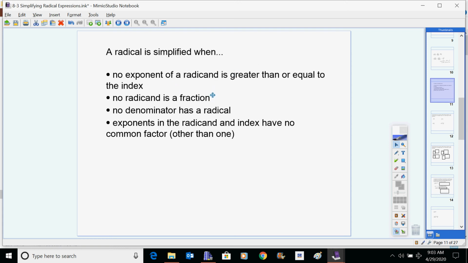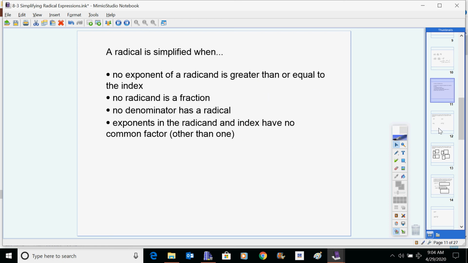No radicand is a fraction. So by the time it's simplified, you have made it so that you don't have a fraction under a radical. No denominator has a radical. Rationalizing a denominator is a whole other concept, but when you're fully simplified, there's no denominators that have radicals. And also the exponents in the radicand, the number that's underneath, and the index don't have any common factors other than 1. So example, well, actually rule number 1 would cover rule number 4 as well.